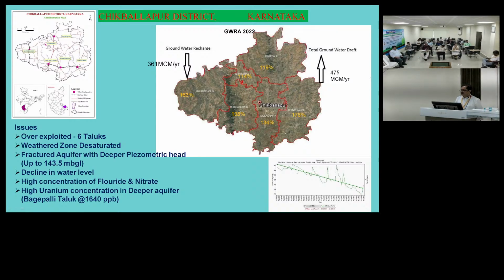And the water level trend, you can see, is from 1998 to 2016. So in 1998, in that area the water level was less than 15 meters, and in 2016 it has come down to about 45 meters. So the water level is continuously declining, and the aquifer is becoming desaturated.